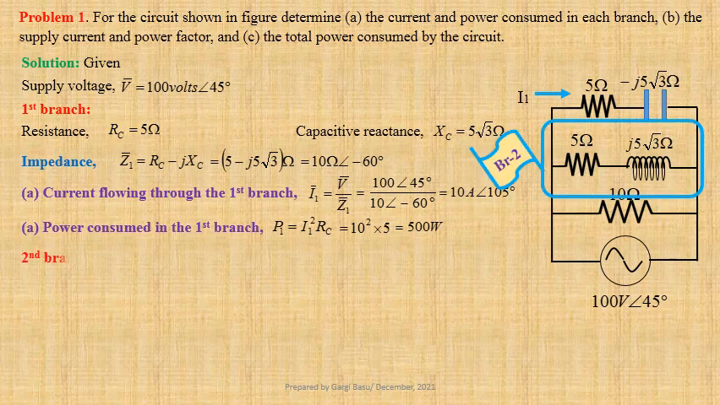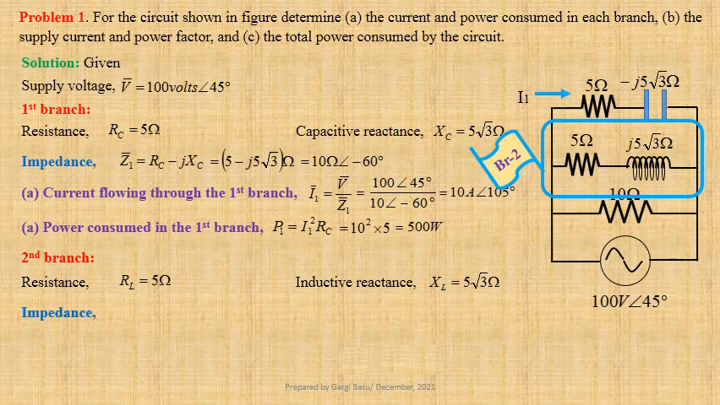For the second branch, given resistance RL equals 5 ohm and inductive reactance XL equals 5 root 3 ohm. Let us now calculate complex impedance of the second branch. Z2 equals RL plus JXL, that is equal to 5 plus J 5 root 3 ohm. This may be written in polar form as 10 ohm at an angle 60 degree.